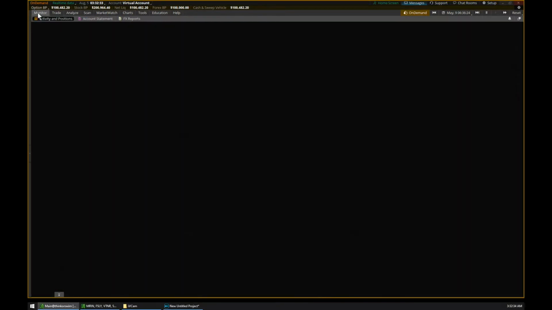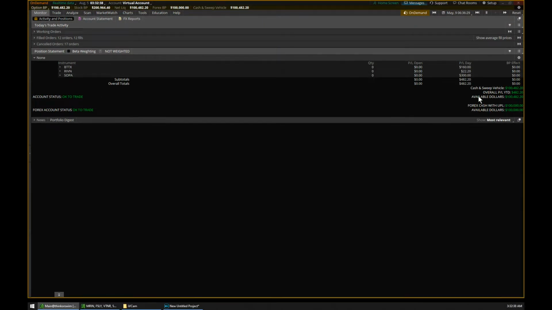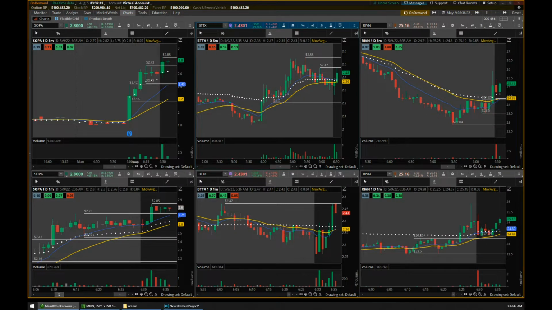Now you can see here, if I just click on this, give it a second, it'll load. There's my P&L on the day so far. Yeah, you see how BTTX is pulling back there. I was kind of afraid of that. Got an entry there. Quite possibly.